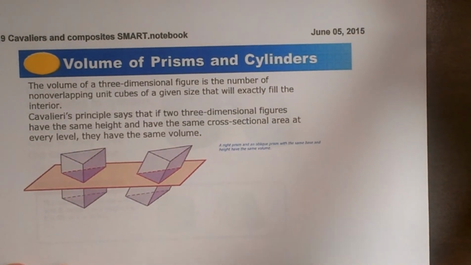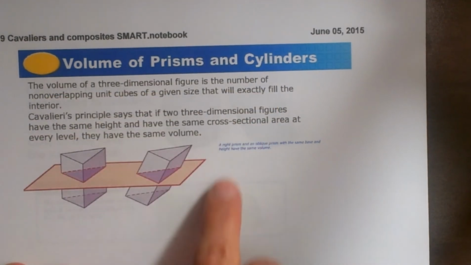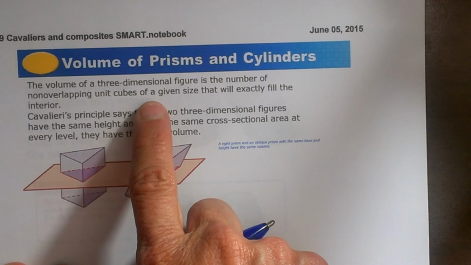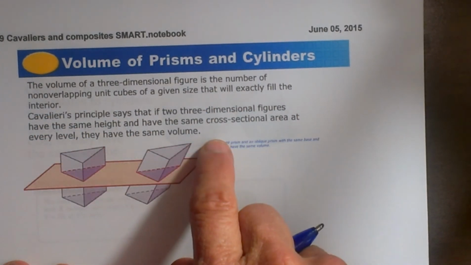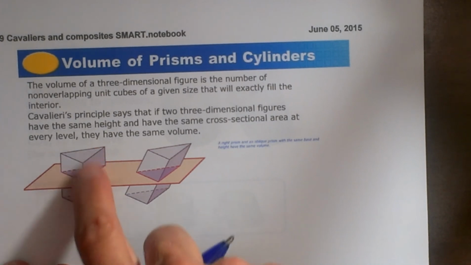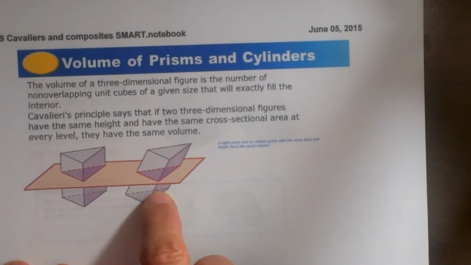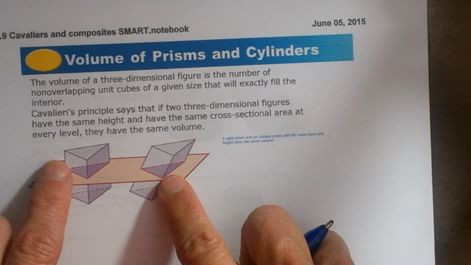Okay, so let's talk about Cavalieri's Principle. The volume of three-dimensional figures is the number of non-overlapping unit cubes of a given size that will fit exactly on the interior. So we're talking about the inside space. So you can see this prism, and then you can see this prism. Well, they're the exact same thing, only one is slanted. We also have another word for that.